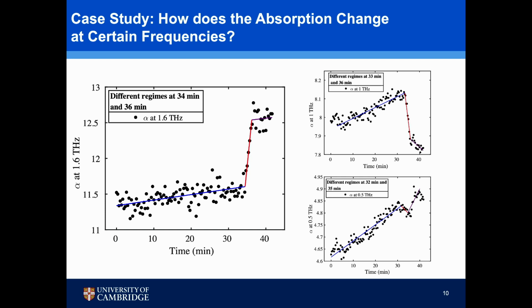As we can see, when the crystal starts to grow after around 35 minutes, the absorption at 1.6 terahertz increases sharply. That reflects the peaks showing up on the spectra. But at 1 terahertz and 0.5 terahertz, we can see the absorption actually drops a lot after 35 minutes, which means the baseline drops. That reflects the growth of the crystals, so the whole system becomes more ordered than previously.